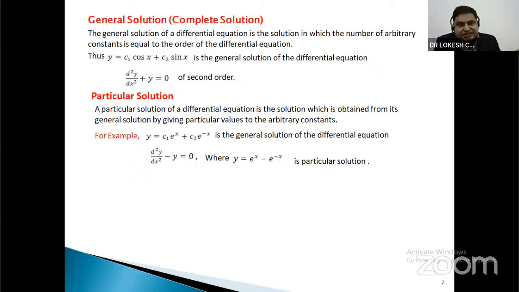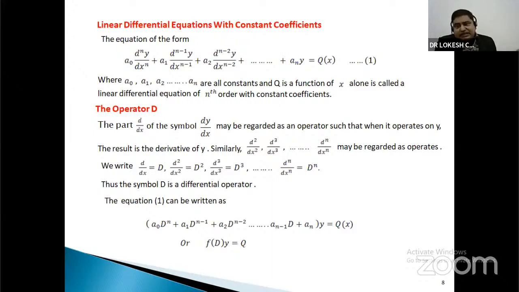And if we are writing only arbitrary constants, then we say that it is a general solution of the differential equation. But here one condition is mentioned: the number of arbitrary constants must be equal to the order of the differential equation. So if it is a second order differential equation, there must be two arbitrary constants present in the solution. Now we have defined the ordinary differential equation in terms of order and degree.